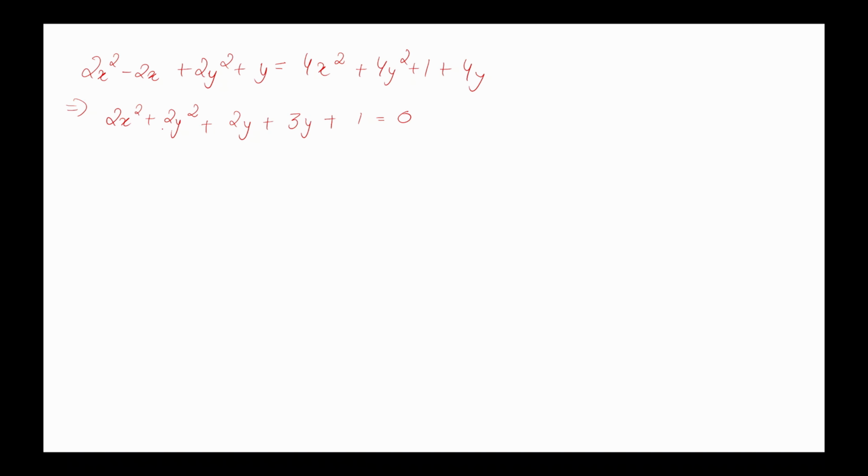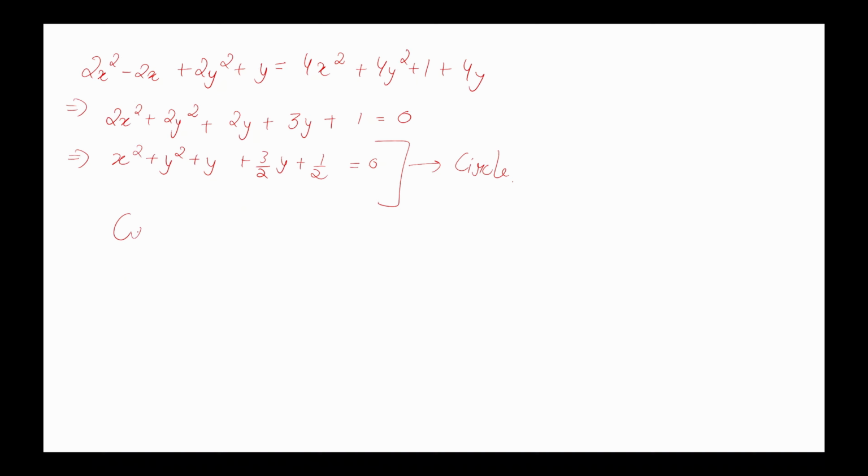So if I remove the 2 from the coefficient of x square and y square, I would get x square plus y square plus x plus 3 by 2 y plus 1 by 2 is equal to 0. So this is the equation of a circle. This is exactly what my locus is. So my locus of z is a circle. Now I can find out the details about this circle as well.